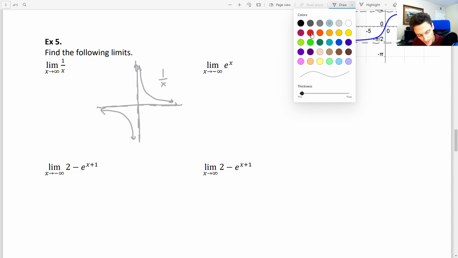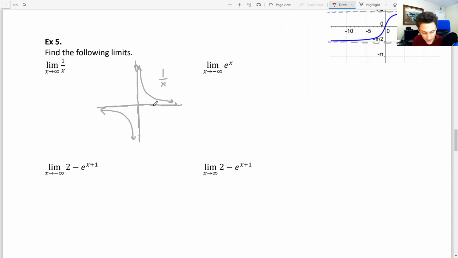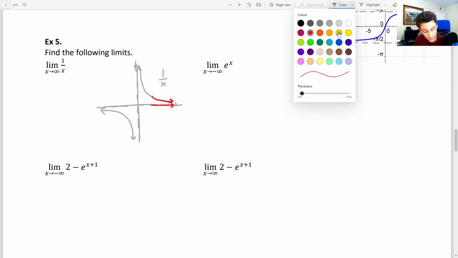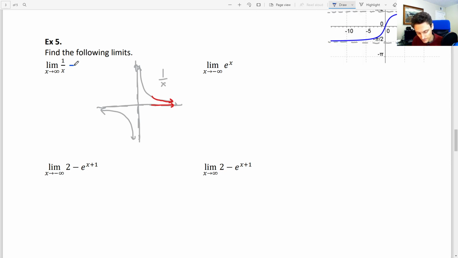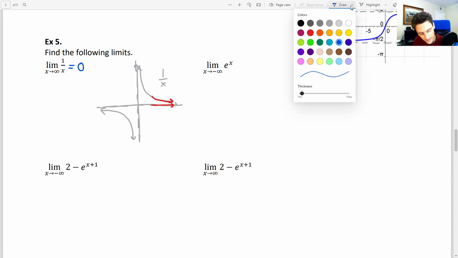Well, the visual for the inputs is movement to the right along the x-axis. And then to figure out what the outputs are doing, we're going to travel along the graph, thinking about what the y values are doing as we're traveling along the graph in that direction. And it looks like the y values are just getting closer and closer to 0. So we'll say that the limit as x approaches infinity of 1 over x is 0. Let's look at e to the x.